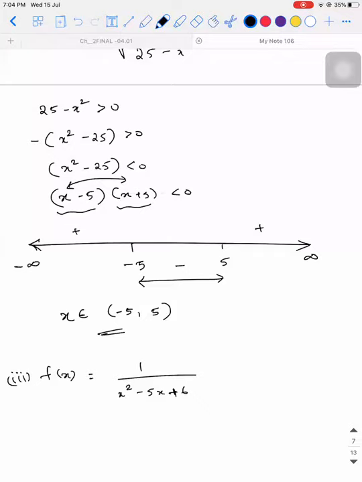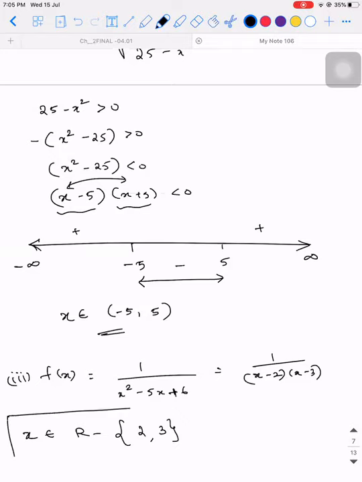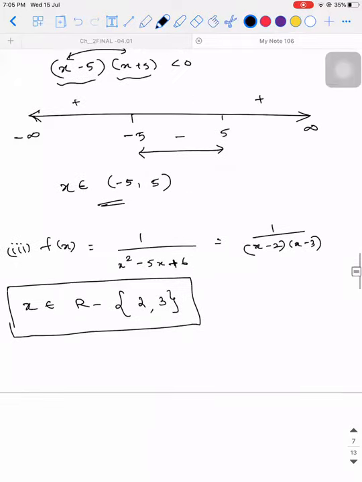So when is a rational function defined? If the rational function has no square root or anything, then the rational function is defined for all real numbers except the places where the denominator becomes 0. So it will be all values of x that belong to all real numbers except when will the denominator be equal to 0? This can be written as 1 by x minus 2 into x minus 3. So what are all the values of x for which the denominator becomes 0? 2 and 3. Okay. So x belongs to R except 2 and 3.